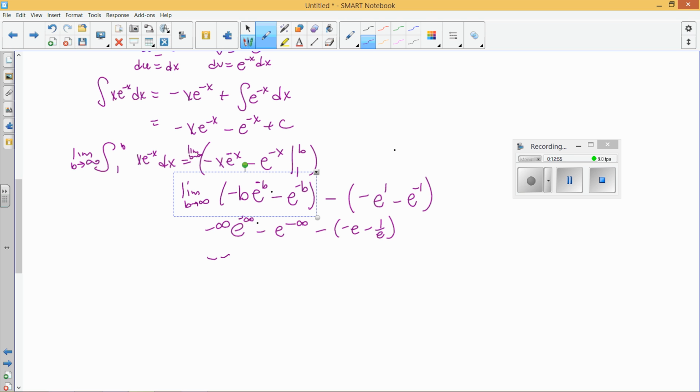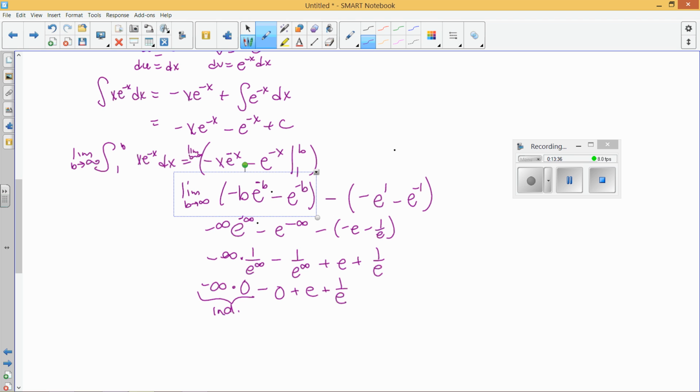There we go. So, now I have to evaluate this. Negative infinity times e to the negative infinity, which is 1 over e to the infinity, minus 1 over e to the infinity, technically plus e plus 1 over e. Well, this is going to be negative infinity times 0 minus 0 plus e plus 1 over e. This is indeterminate. So not only did we have to do integration by parts this time, and we had to do the limit thing, now I have to do L'Hopital's rule.